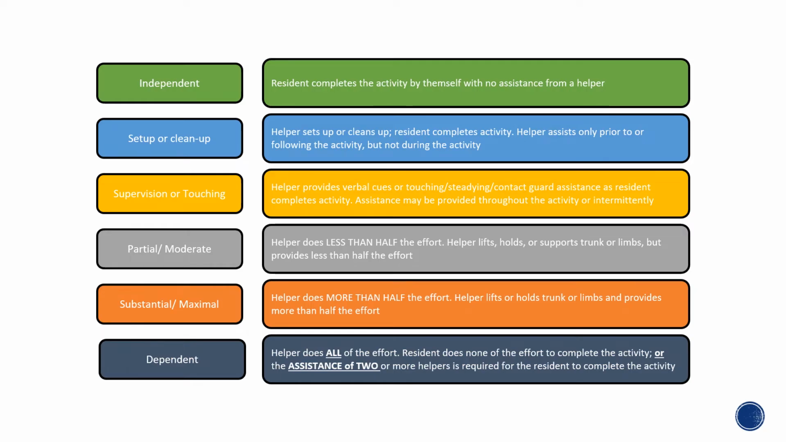Even if the second helper is just supervising or following close by with equipment, the ADL is still coded as dependent. This category also includes situations where one helper is supporting the patient and another is managing equipment like a lift. So anytime that two staff members are involved, we're going to be coding dependent.